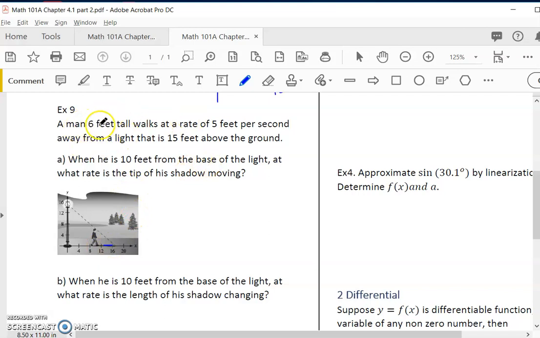So let's look at this. A man 6 feet tall walks at a rate of 5 feet per second. So let's look at this. This person is walking away.